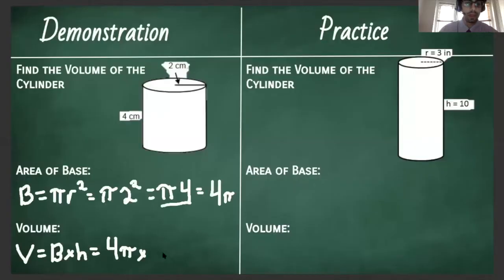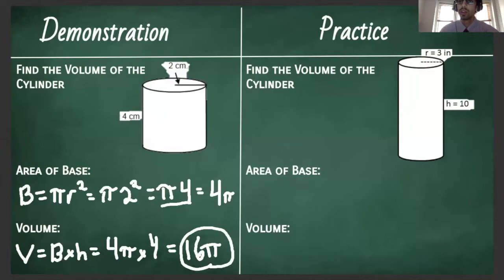The height would be 4. If I multiply 4 pi times 4, I just get 16 pi. And I'm just going to leave my answer like that, okay? My volume is just going to be 16 pi. So let's try applying the same concept over here to this side of the equation, or to this problem.